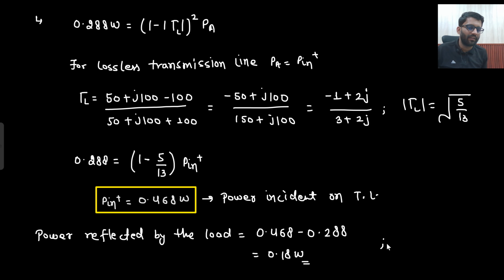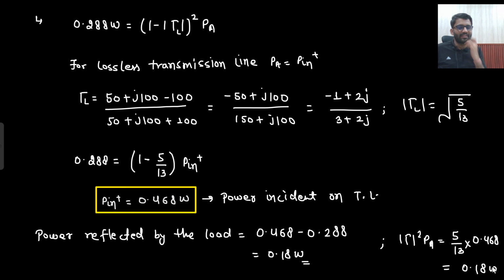Or how could you have found it? Gamma square into PA, or P in you can say. What is gamma square? That is 5 by 13 into P in plus, that is 0.468. What will you get? 5 by 13, let's just verify, into 0.468. So 0.18 only.